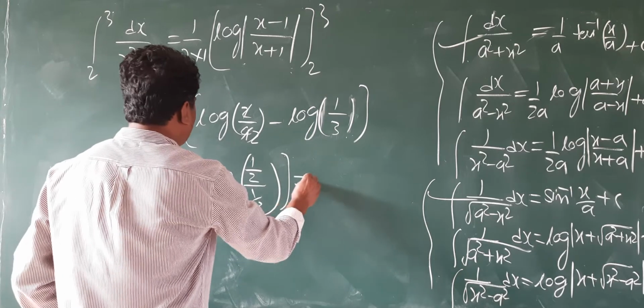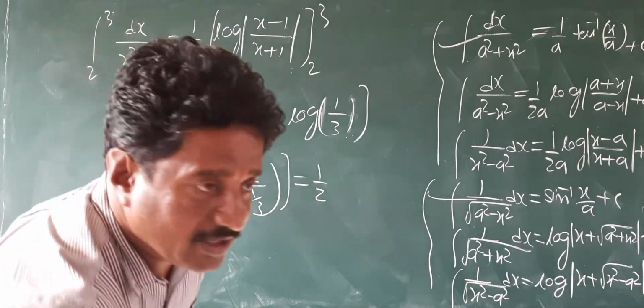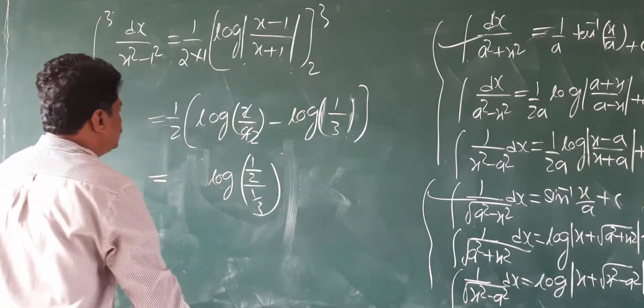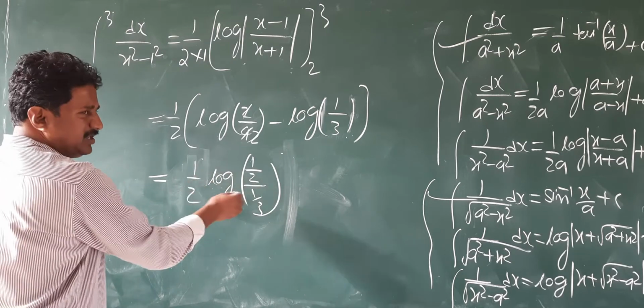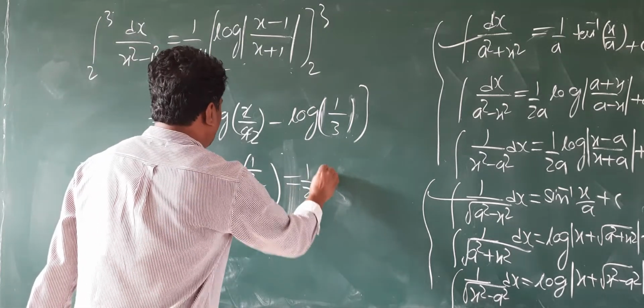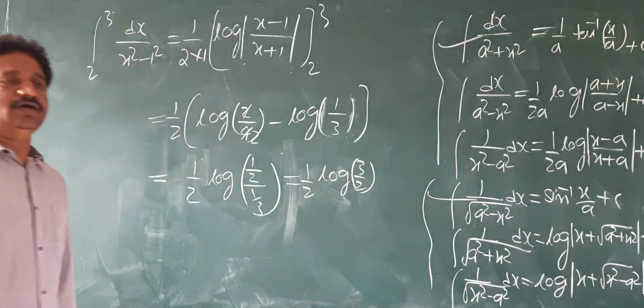So tell me the final answer. 1 by 2a, 1 by 2a, not 2a. The bracket is not required. Why that extra bracket? So 1 by 2, so log 3 by 2. 1 by 2 log 3 by 2.